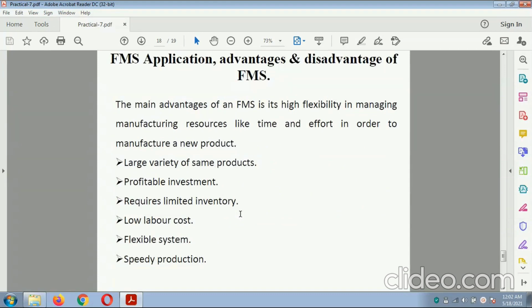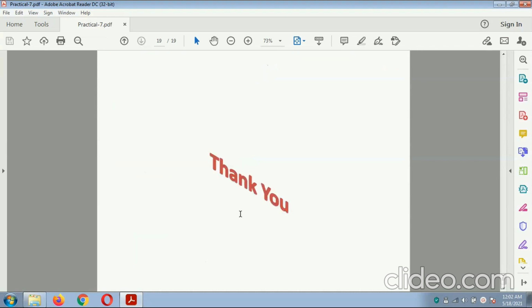The FMS application, advantages and disadvantages. The main advantage of the FMS is the high flexibility in managing manufacturing resources like time and effort in order to manufacture a new product. A large variety of the same production can be done, it is a profitable investment, requires limited inventory, low labor cost, a flexible system and speedy production. So in this way we studied the FMS.